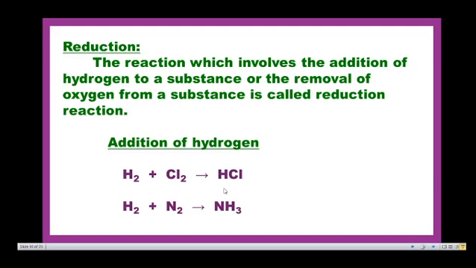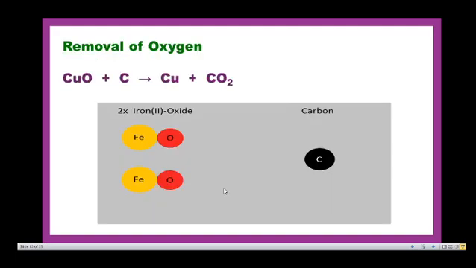Hydrogen adds to chlorine, hydrogen chloride is formed. Hydrogen adds to nitrogen and ammonia is formed. So it is a reduction reaction. Removal of oxygen: copper oxide reacts with carbon, produces copper and carbon dioxide. So oxygen is removed from copper oxide. And iron oxide: oxygen is removed from iron oxide and it combines with carbon. Carbon dioxide is formed.